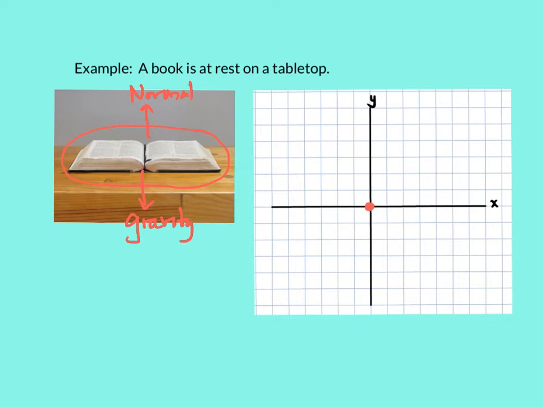Okay. This book is at rest, therefore my acceleration equals zero. Therefore my net force has to equal 0. Because if there was a net force, it would be accelerating. So the force of gravity, I'm going to draw that straight down. F(g) on book by Earth.